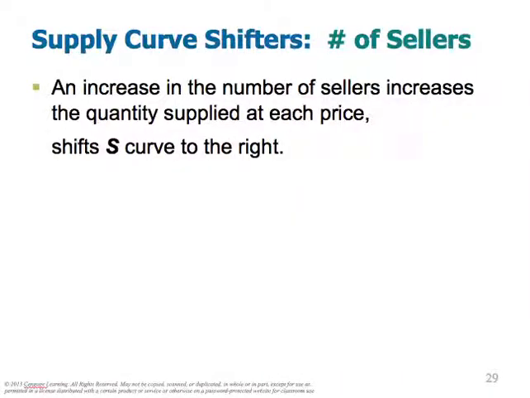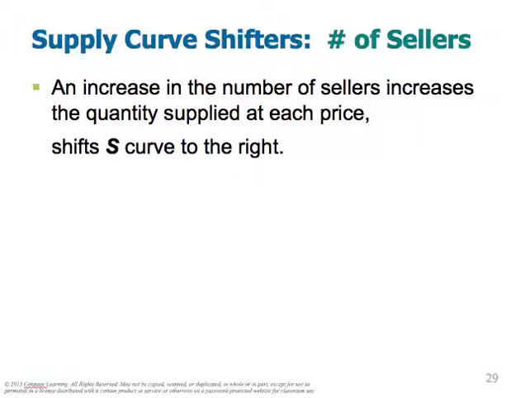Another factor which affects the supply curve, or another non-price determinant of supply, is the number of sellers. If there is an increase in the number of sellers, it would also increase the quantity supplied at each price. So that shifts the supply curve again to the right.